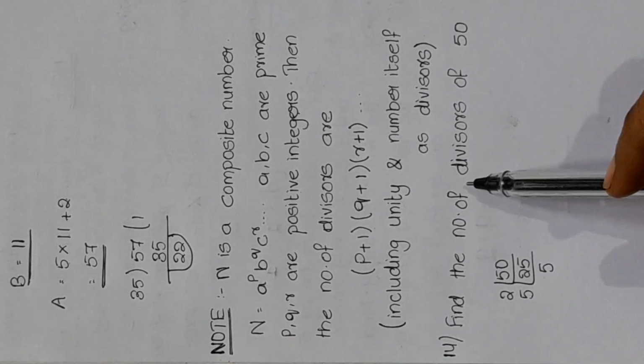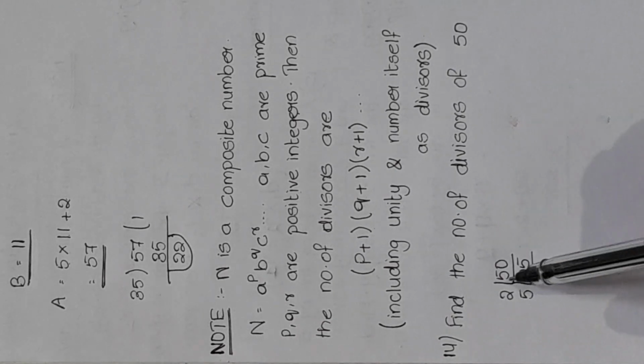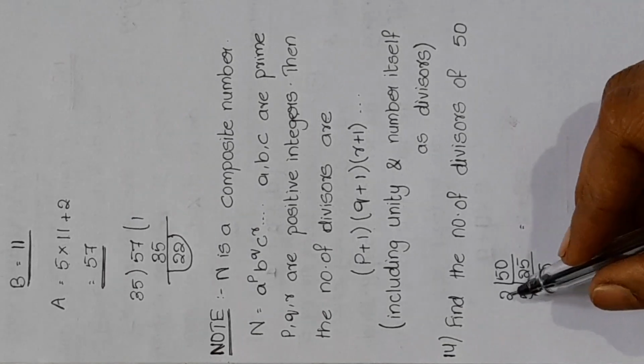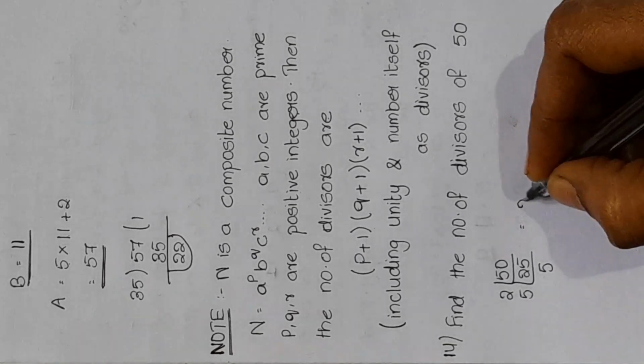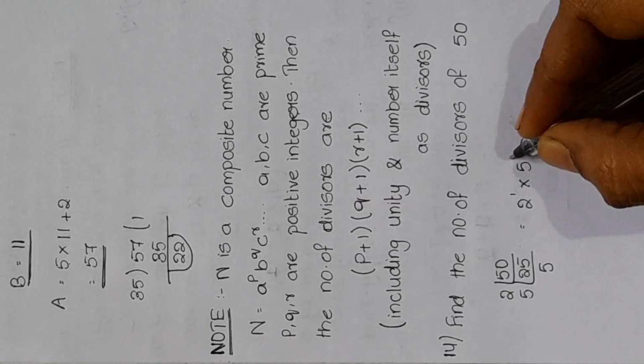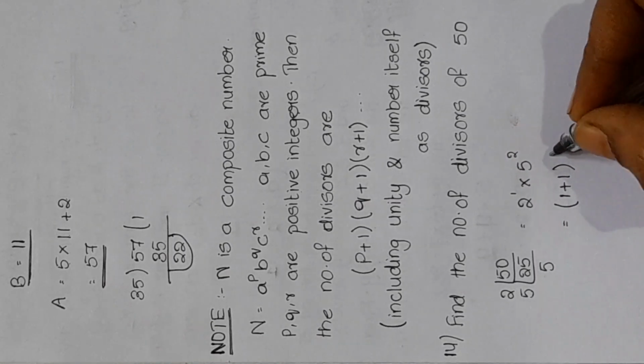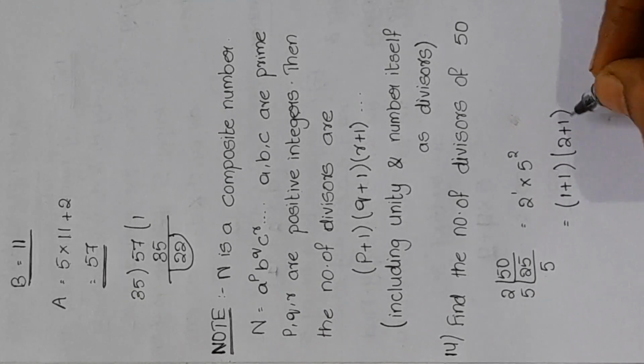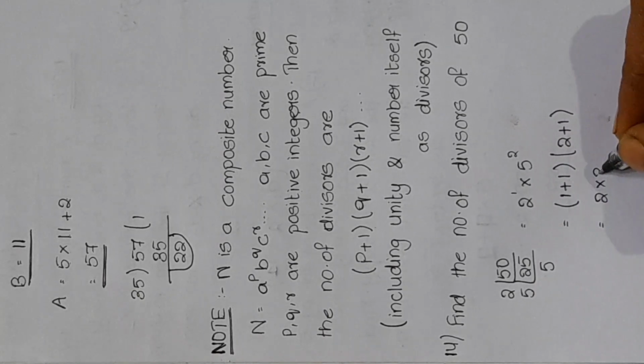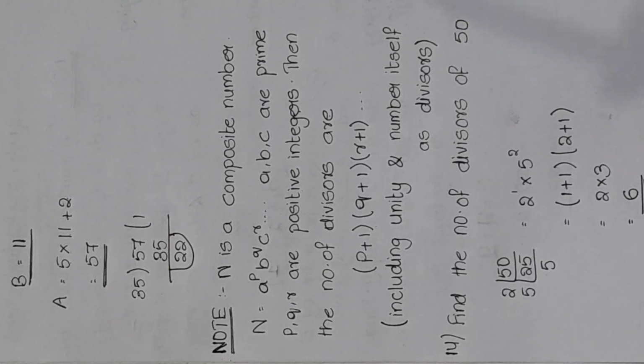Question number 14. Find the number of divisors of 50. Here 50 can be written in the form of prime factors as 2 into 5 into 5, that is 2 power 1 into 5 power 2. So the number of divisors is (1 plus 1) into (2 plus 1), 2 into 3. There are 6 divisors including 1 and 50.